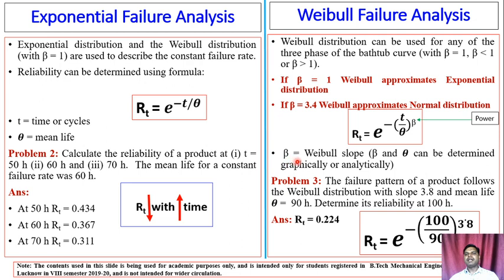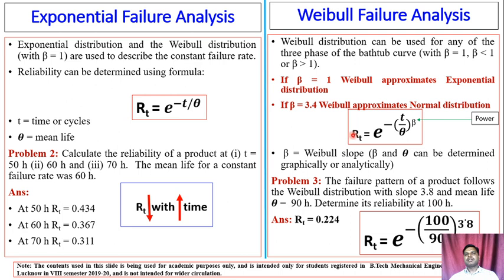Here beta is the Weibull slope; beta and theta can be determined graphically or analytically. We have certain tools to find out the graphical or analytical value of beta. I have indicated here that this was not visible in this PowerPoint, because beta seems to be in multiplication, but it is in power. So this is e to the power minus (t by theta) to the power beta. So this is the parameter.